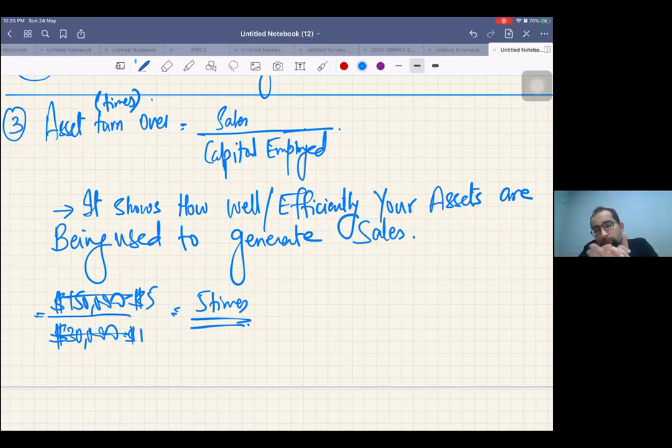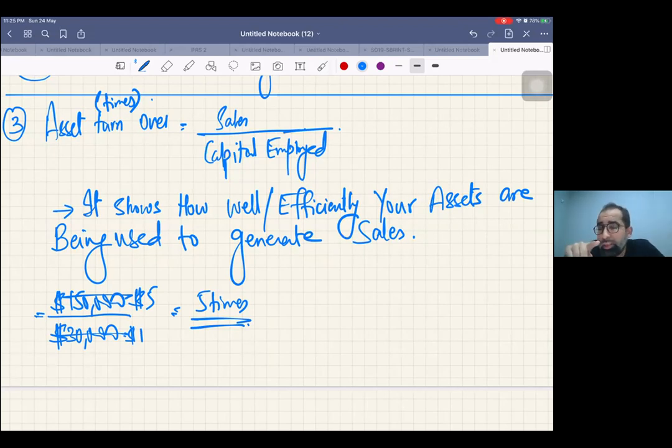Now students sometimes ask, sir, by looking at the formula of this, we can recall one more ratio, ROCE. There is some similarity between asset turnover and ROCE. And there is a relationship also, which I'm going to tell you soon, between ROCE, return on capital employed, and asset turnover. Just look at the formula of asset turnover and think about ROCE.